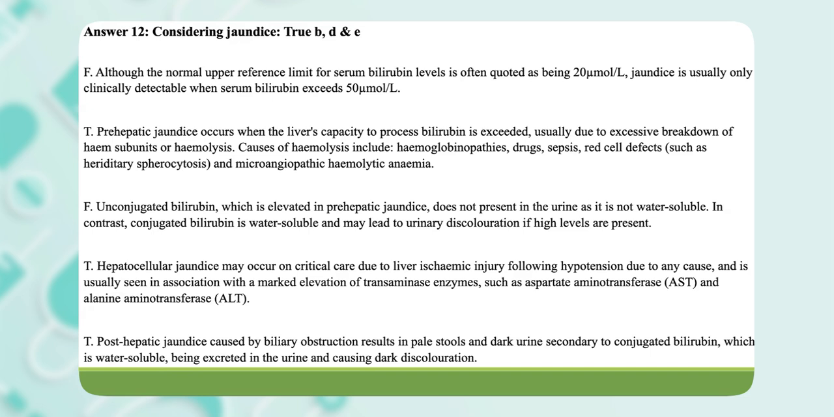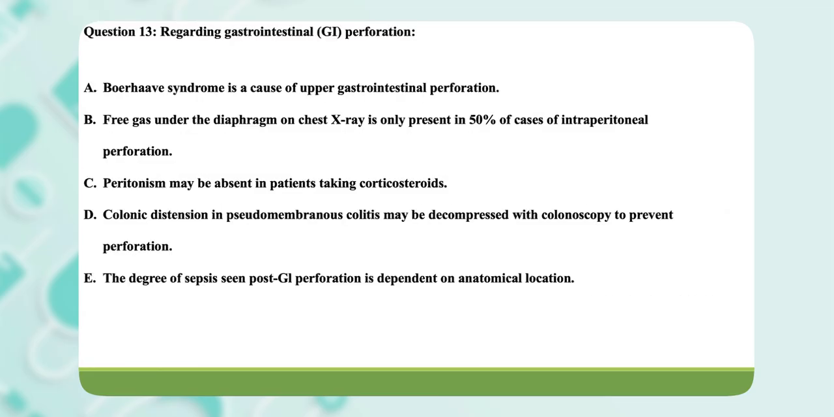Hepatocellular jaundice may occur in critical care due to liver ischemic injury following hypotension due to any cause, and it is usually associated with markedly elevated transaminase enzymes, especially AST and ALT. Post-hepatic jaundice caused by biliary obstruction results in pale stool and dark urine because the conjugated bilirubin, which is water soluble, is excreted through the urine, causing dark discoloration.